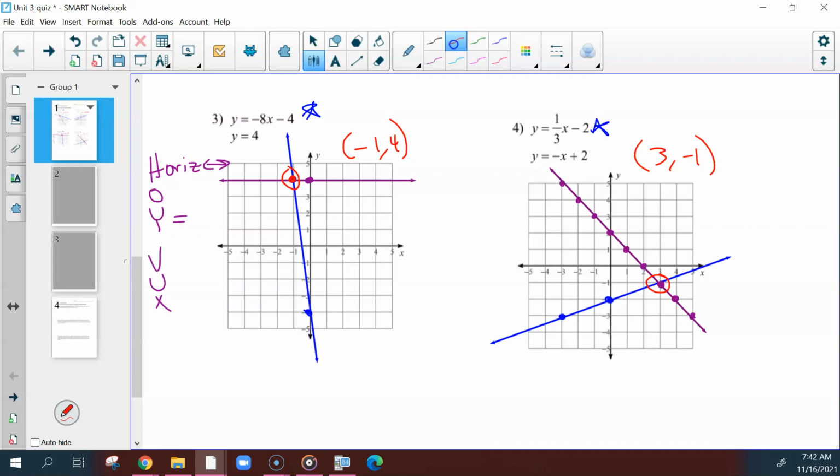Do we have any questions on how to solve systems by graphing? So main thing, make sure your slope is correct. You're plotting your points correctly all the way through. You have arrows and you put your solution.